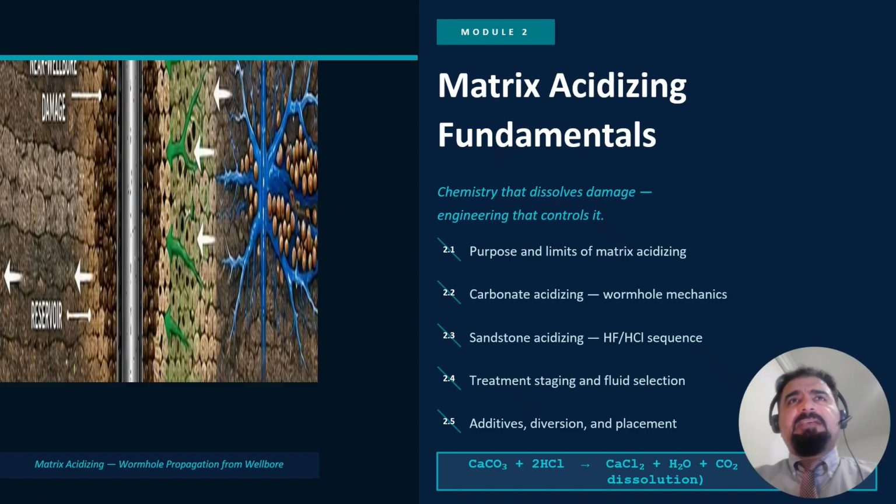Module 2 goes inside the chemistry. Matrix acidizing is how you dissolve damage without fracturing the formation, acid injected below fracture pressure, creating wormholes that bypass and remove the damage zone. You will understand why wormhole efficiency depends on injection rate, why carbonates and sandstones require completely different approaches, and how to sequence fluids to maximize penetration and treatment success.